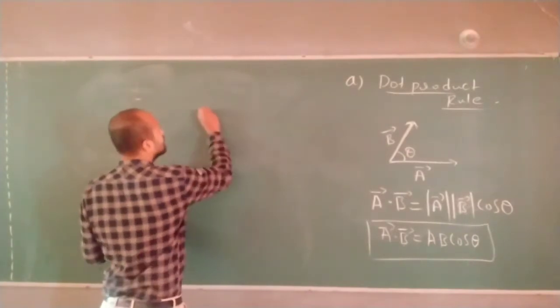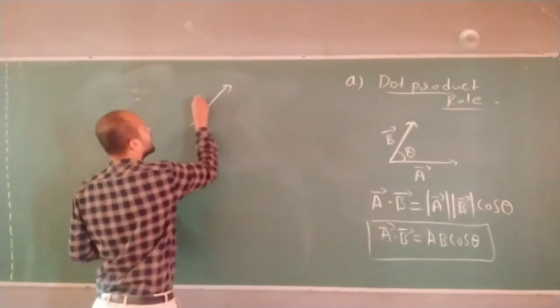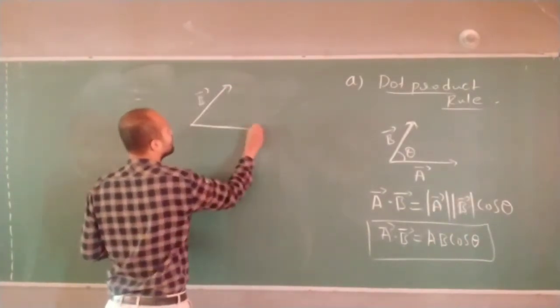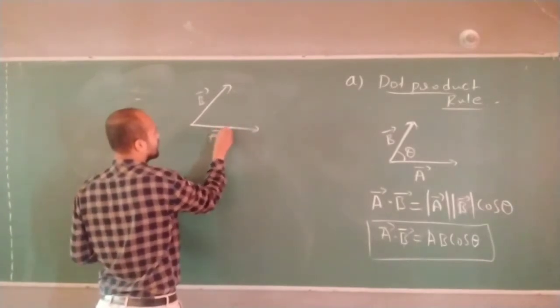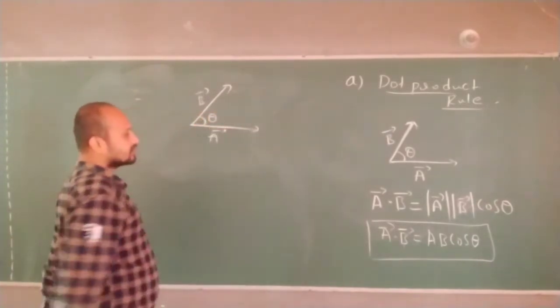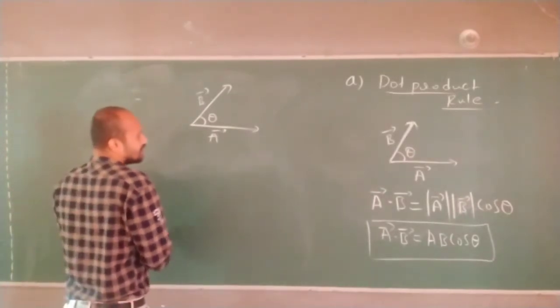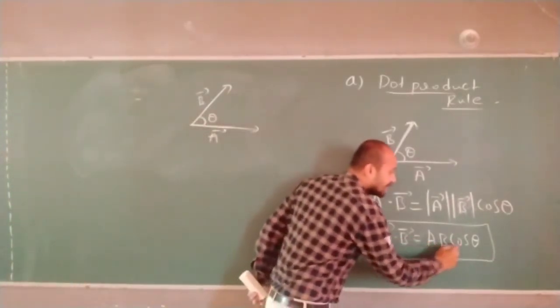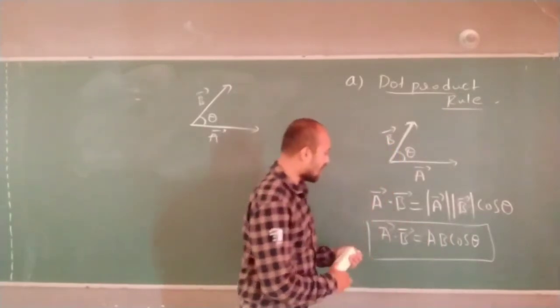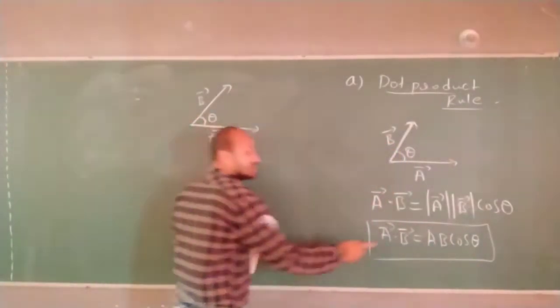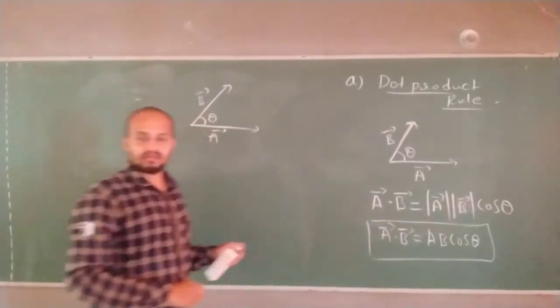See here. This is B I have taken. This is A I have taken. Correct? Theta, this is what I have taken. So AB cos theta, or I can write A cos theta into B.